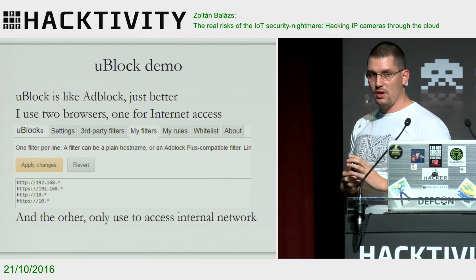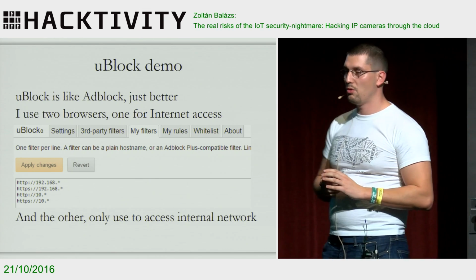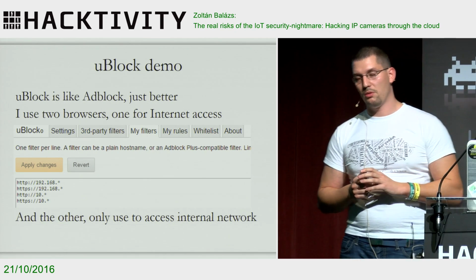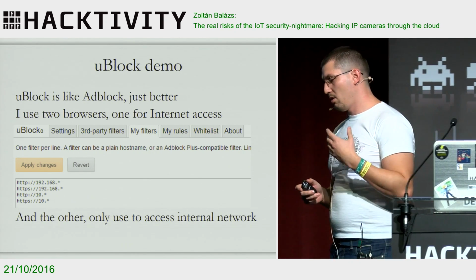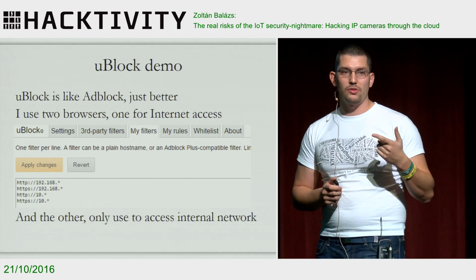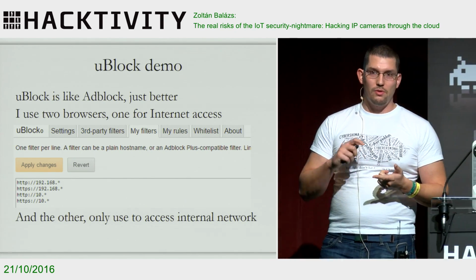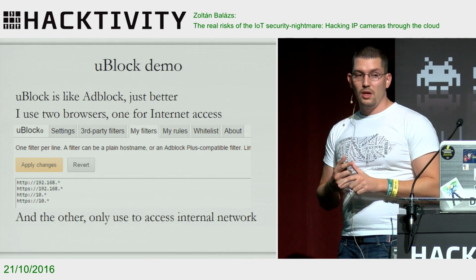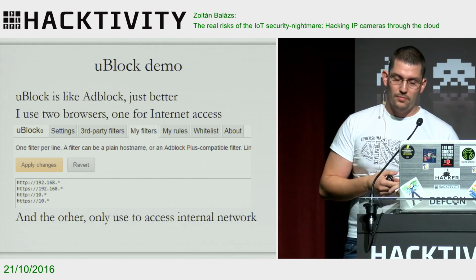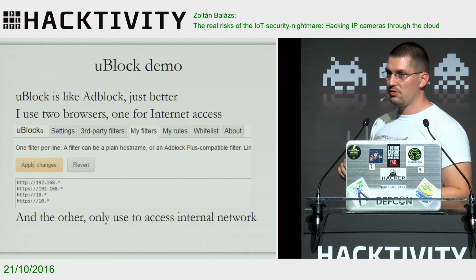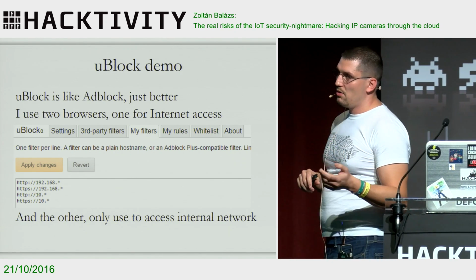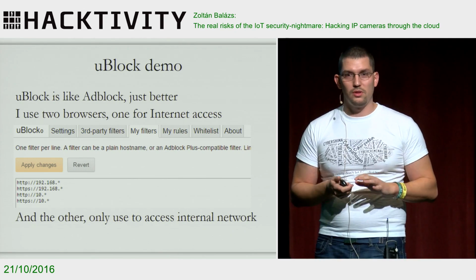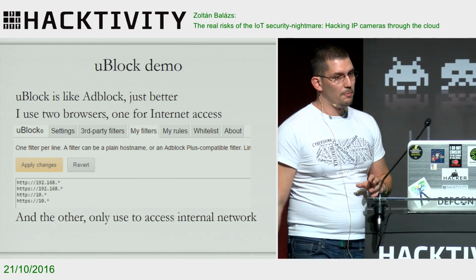In order to prevent these kinds of attacks, I really recommend all of you install an ad blocker like uBlock in your browser. For example, in my home network, I use two separate browsers, one for internet access and one to access the internal network. The one I use for internet access is using uBlock, and I have added some custom rules, so it will think that everything inside my home network is an ad network, so it won't connect to it. So it's a very, very basic and stupid firewall.